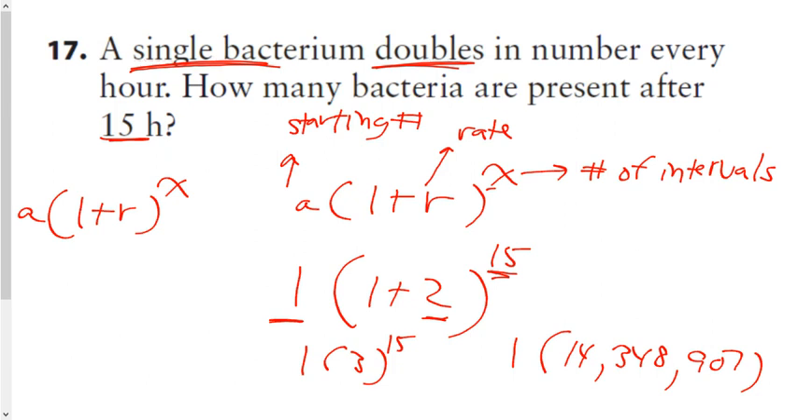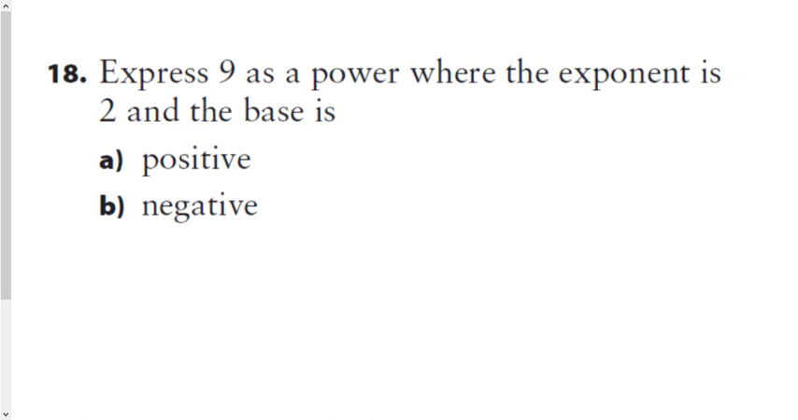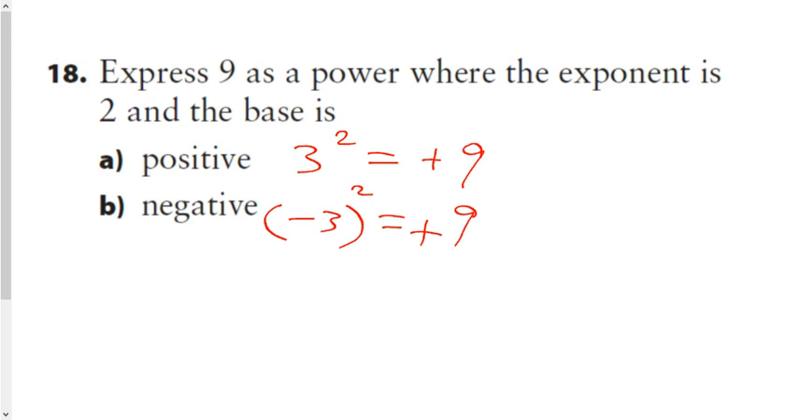And the last question, I think. Express 9 as a power where the exponent is 2 and the base is positive. So if my exponent's going to be 2 and my base is positive, then 3 squared is going to be a positive 9 as a power. So 3 squared will give you a positive 9. If my base is negative, I need to put brackets around it. And therefore, I would still have a positive 9 in standard form.